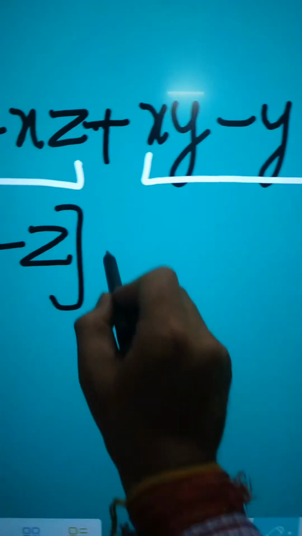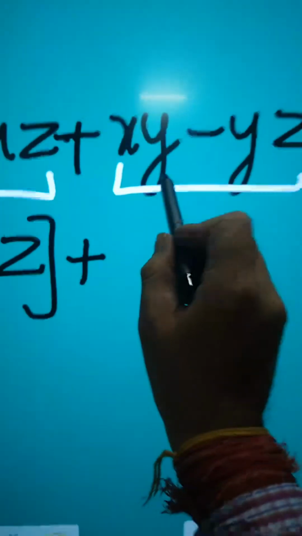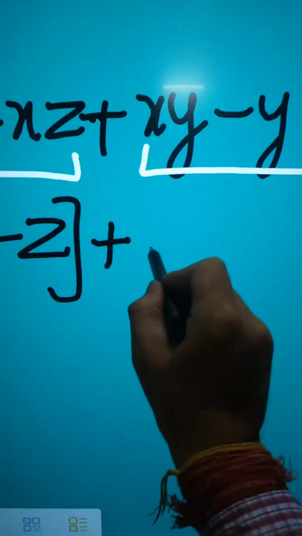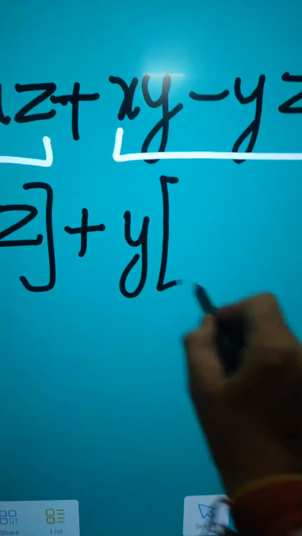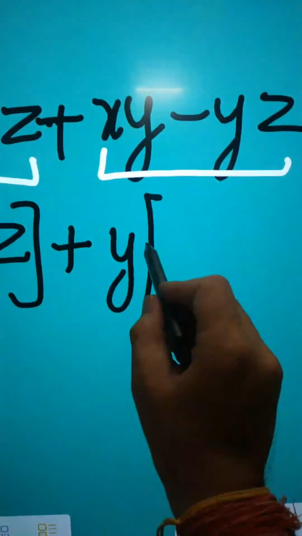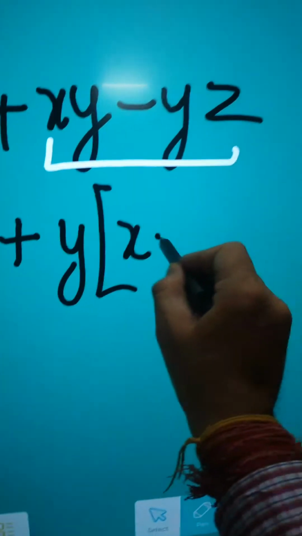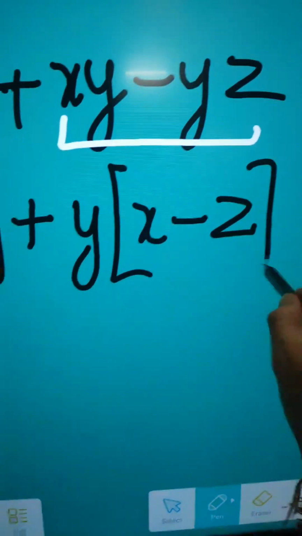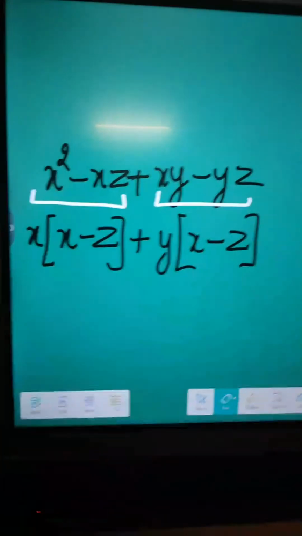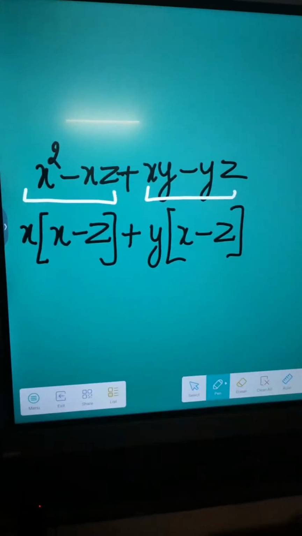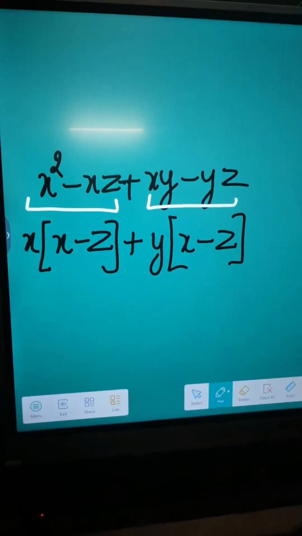Now in this step, what is common? In the second group, y is common. So what is left inside? x minus z. This is the second method of factorization, where we factorize by taking common in groups. You can take a screenshot now.